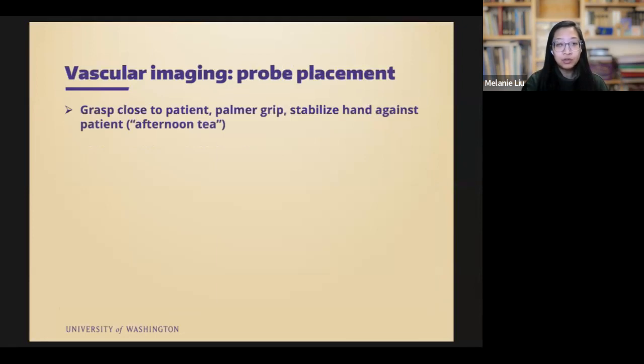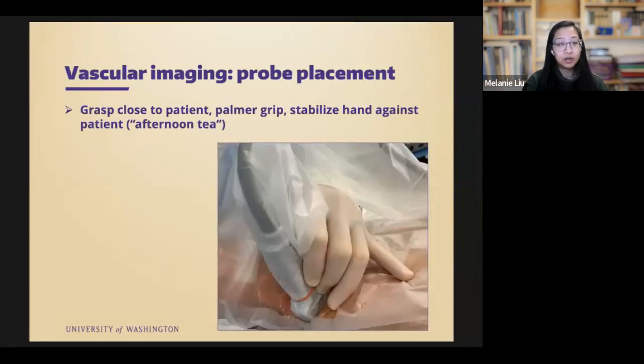Talking about probe placement, just a couple of tips for how to use a probe. When you're holding your ultrasound probe, you really want to stabilize yourself as much as possible. So you're gripping the probe right at the point where it meets the patient. You are using not just your fingers, and I see this happen a lot with our trainees. They're gripping the probe just with their fingers, and this really doesn't make things very stable, because your fingers twist a lot more than your whole hand.